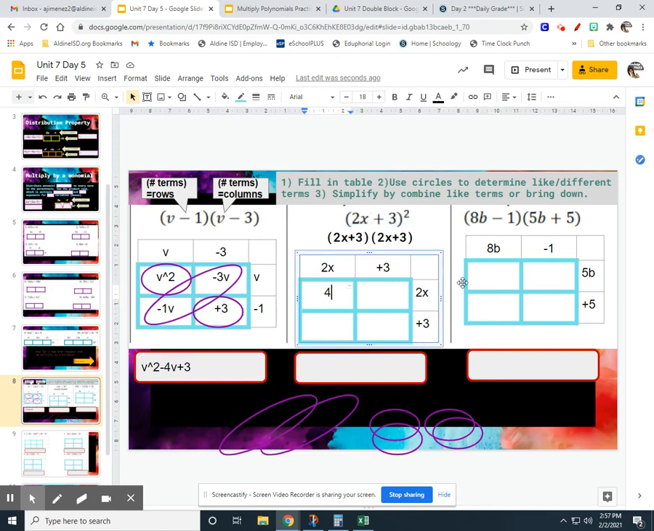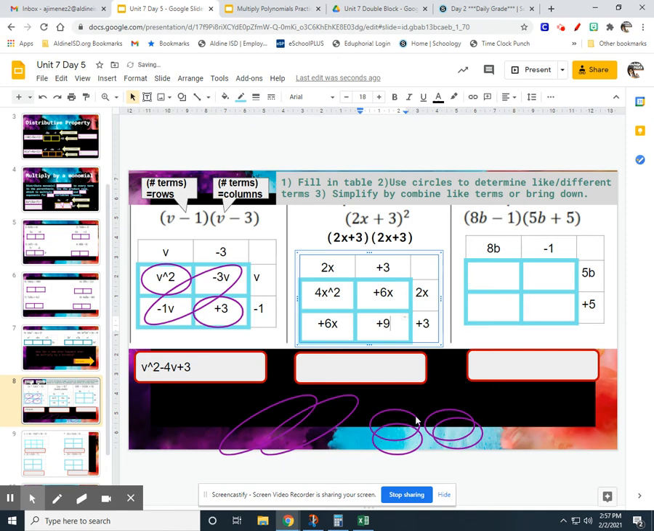All right, now 2 times 2 is 4. Adding the exponents, they're both 1, so when I add them, I get 2. 3 times 2 is a positive 6. Bring over the x. I go to the next row. 2 times 3 is positive 6. Bring over the x. 3 times 3 is plus 9.